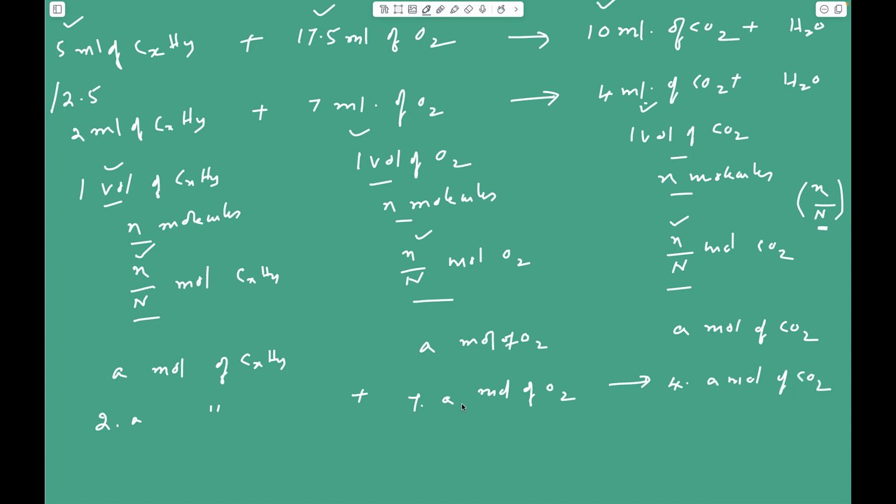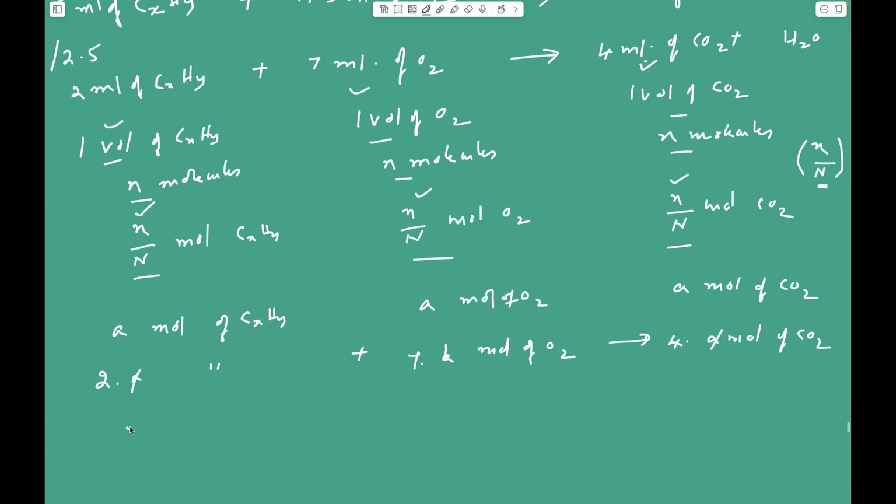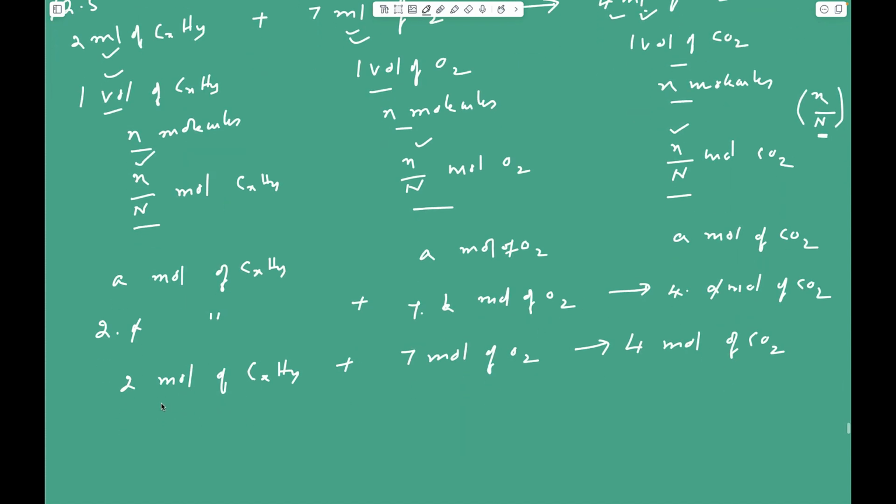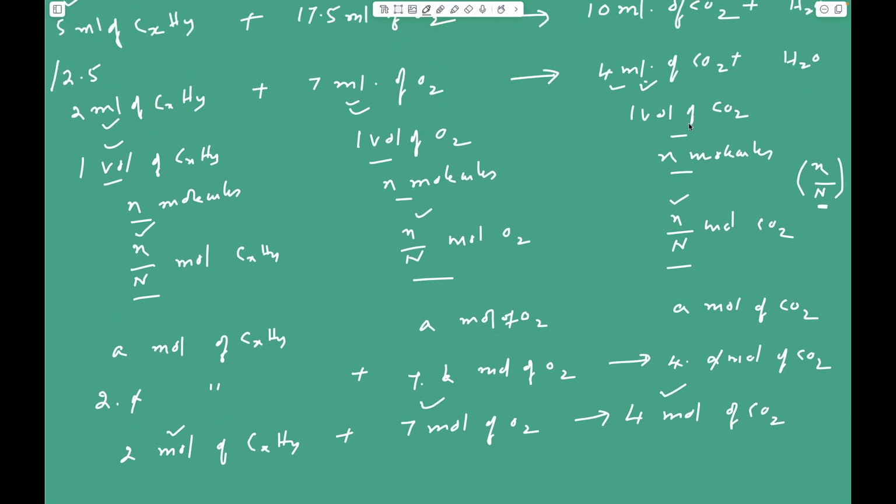And a is common between these 3 terms, so if you divide them with a, you are left with 2 moles of this hydrocarbon combines with 7 moles of oxygen to produce 4 moles of CO2. And this is interesting. From the volumes of the gaseous reactants and products measured in the experiment, in the chemical reaction, we are able to figure out the number of the moles of the reactants and products whose volumes are measured in the chemical reaction.